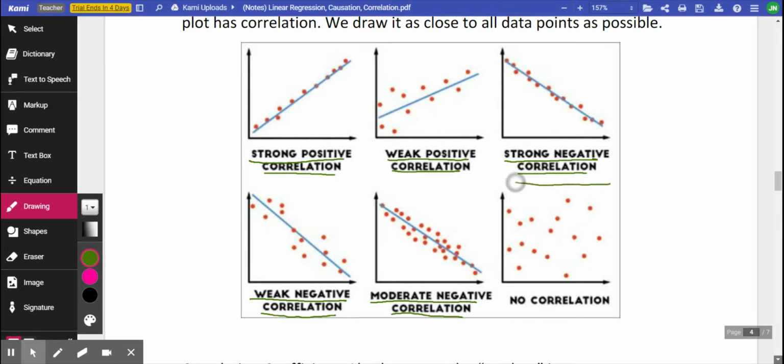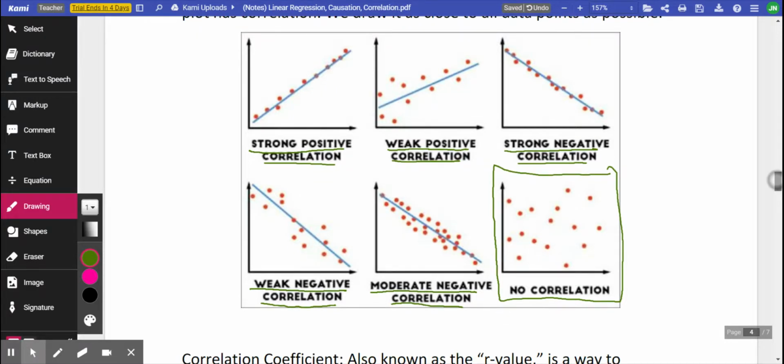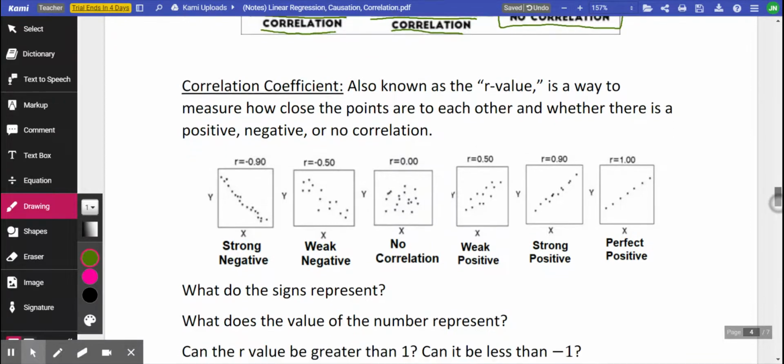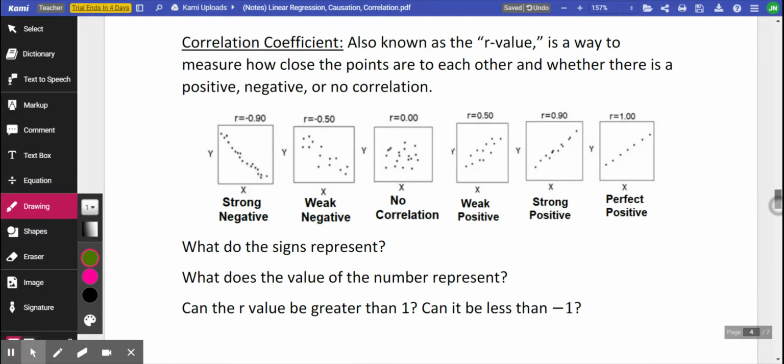Finally, we have no correlation whenever the dots are not forming a line, either up or down in any way, shape, or form. Okay, so that means most likely that the stuff is not related at all. So that is what correlation is: positive correlation, negative correlation, and it gives you an example of what scatter plots are. So now let's talk about the correlation coefficient.